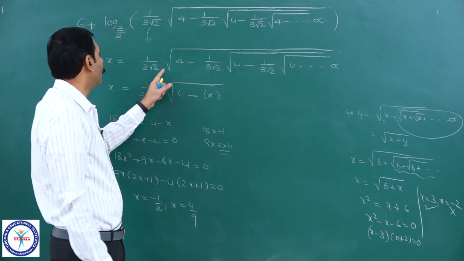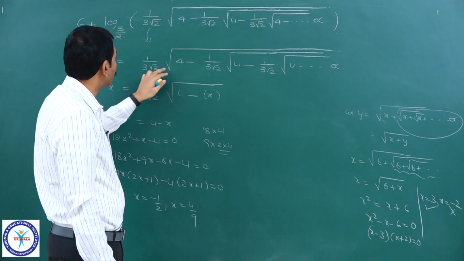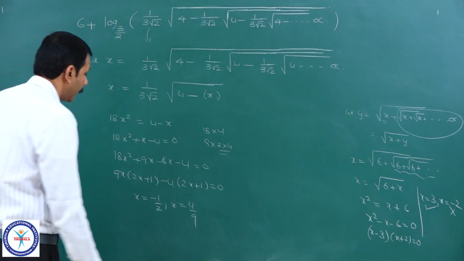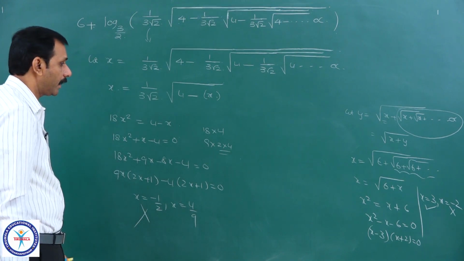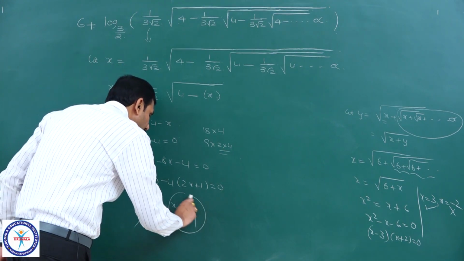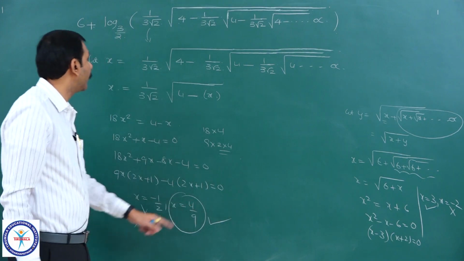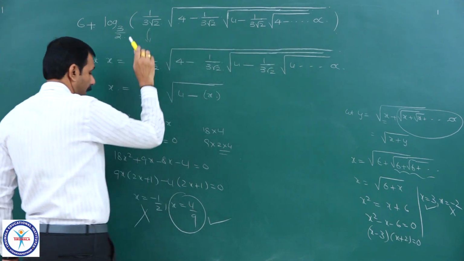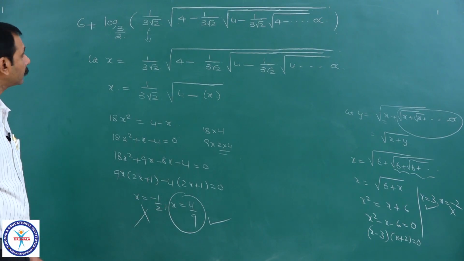Because 1 by 3 root 2 into square root of means positive into root of means positive, it should be positive, it cannot be negative. Therefore, it is not equal to minus 1 by 2. Therefore, x value must be 4 by 9. That is complete, this simplification is 4 by 9.